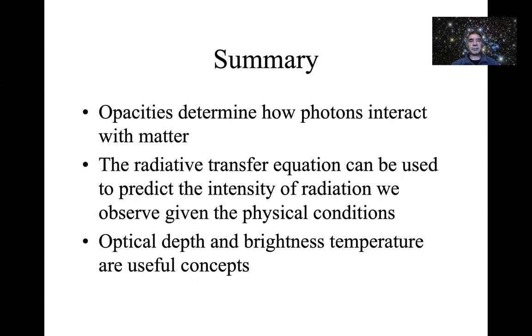Okay, so just to summarize, the opacities determine how photons interact with matter. So we've had all these different types of processes: absorption, bound-bound, bound-free, free-free, and then we've had scattering processes like Thomson scattering. And we've defined these quantities of opacity and emissivity and source function in order to derive a radiative transfer equation that we can use to predict the intensity of radiation that we would observe given the physical conditions of the gas that we're looking at.